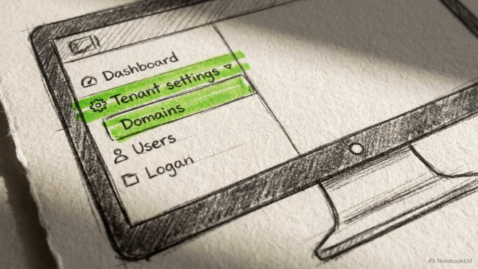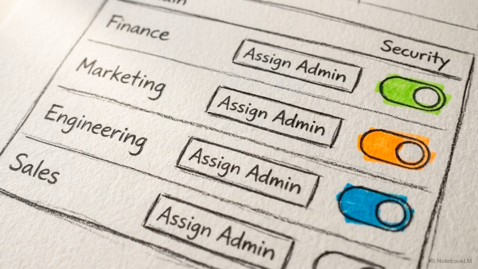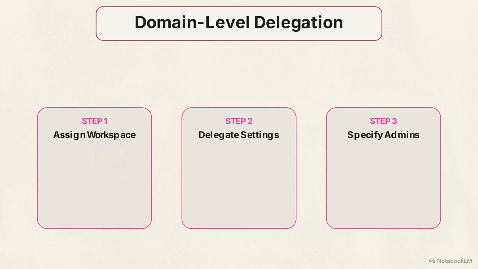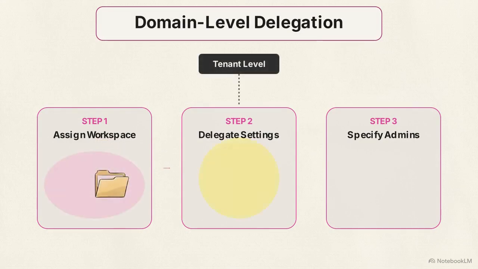Finally, the exam covers Fabric administration. The core challenge here is balancing centralized control with the need to delegate tasks to specific business units. For questions regarding domain-level delegation, there is a specific 3-step implementation sequence. First, you assign the workspace to a domain. Second, you delegate the tenant settings. Third, you specify the domain admins.